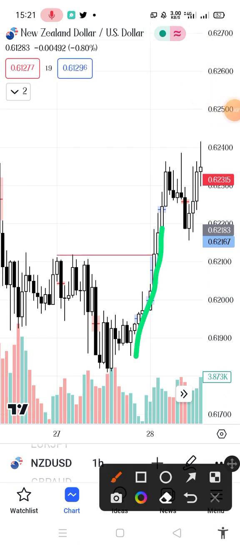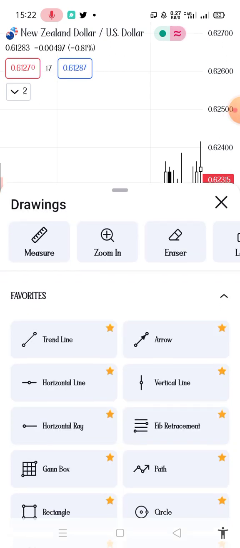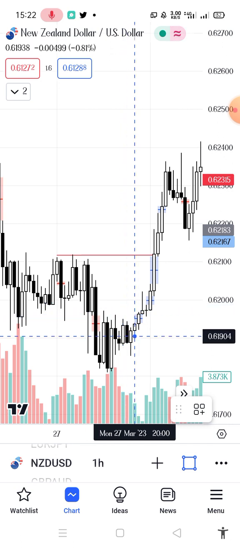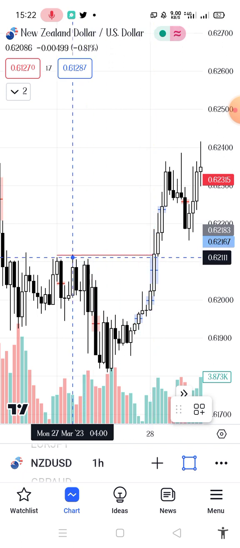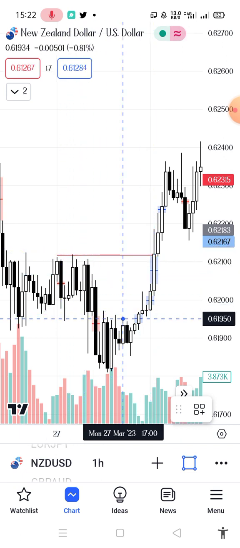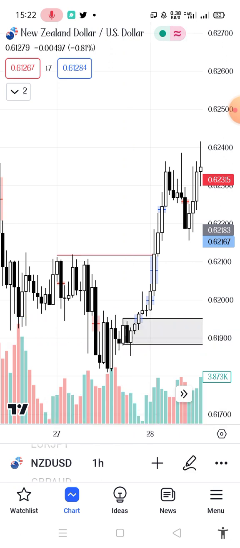Now, where is it? Let me show you. This is the black candle here. This was the black candle before this impulsive move that broke this lower high here. Look at it here, this black one. So we draw it. This is a what? A bullish order block.